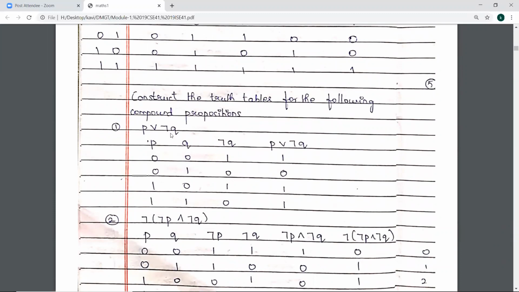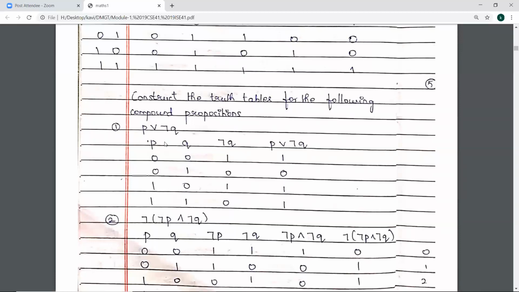So what are the terms needed for the compound proposition? We need to form a column: negation Q. Negation Q definition we know. If Q is given, then we know how to write negation Q. So whenever Q is 0, negation Q is 1. Whenever Q is 1, negation Q is 0. So complete this column. Then the last column is P or negation Q.